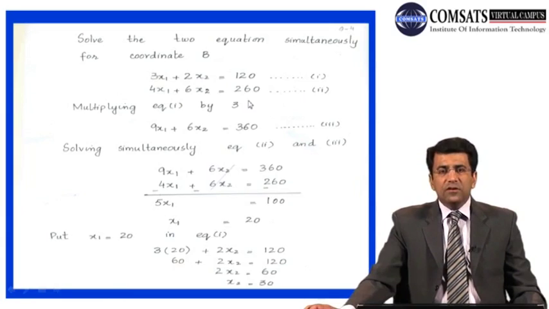Now in order to solve these equations, we'll have to make the coefficients of any one of these decision variables equal. For example, in line number 1, the coefficient of this decision variable x1 is 3, and in the second equation the coefficient of x1 is equal to 4.